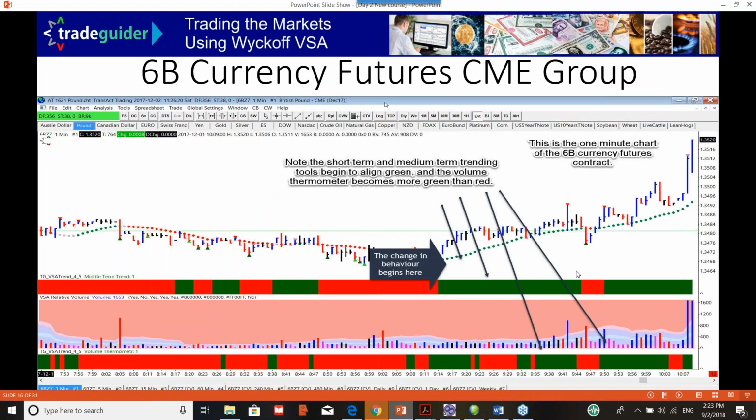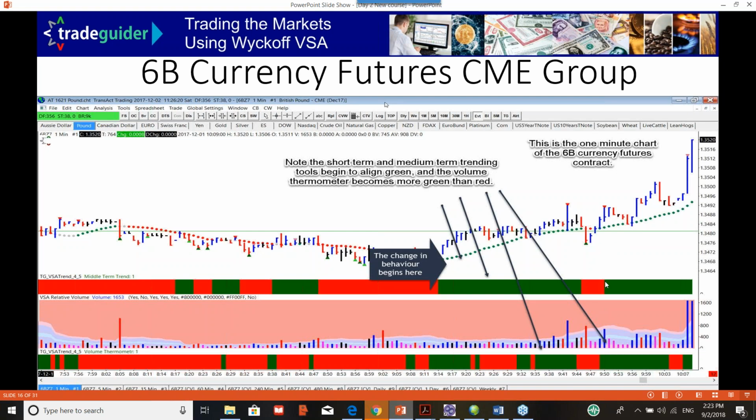Now, you can see here, the other thing that we have at Trade Guider is what we call the short-term and the medium-term trending systems. They are measuring bullish and bearish volume, and they colour themselves green or red. They're very easy to see. So when a market is ready to break out, before it does, you will start to see everything beginning to turn green, like here and here in this example.